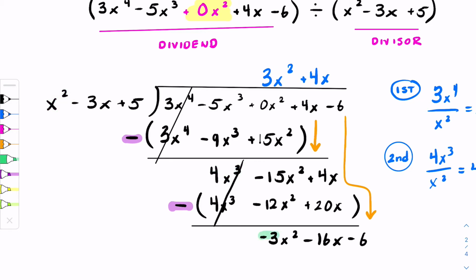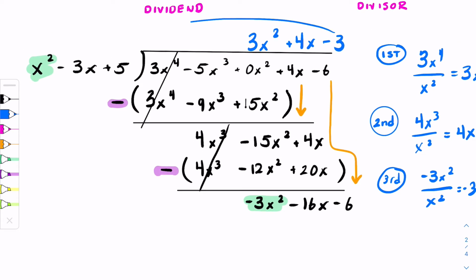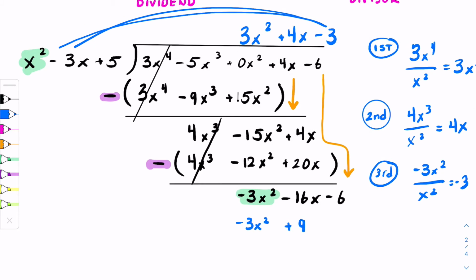Our new first term is negative 3x squared divided by x squared. Divide that out. Your last term of your quotient is negative 3. Multiply negative 3 times x squared, you end up with negative 3x squared. Negative 3 times negative 3x, positive 9x. Negative 3 times 5, negative 15.